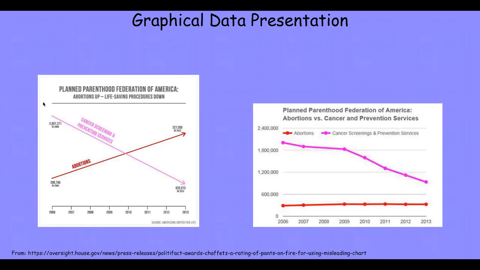The first thing that we ought to notice is there is no scale here. And in fact, this is 2 million, and this is essentially 300,000, and this is 935,000, and this is 327,000. So the lines on this graph don't represent objective relationships to one another.